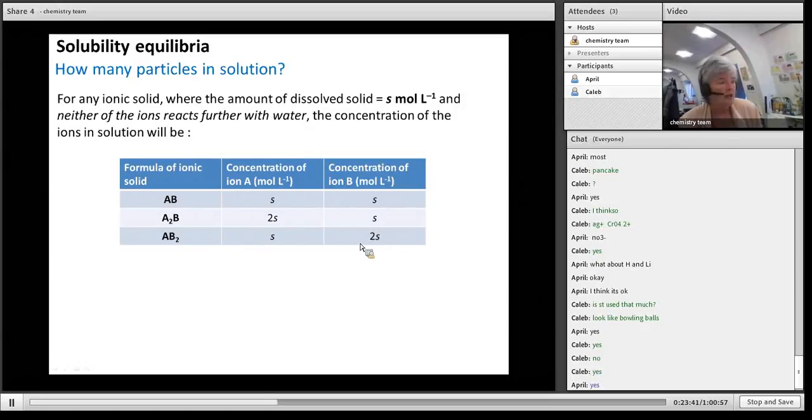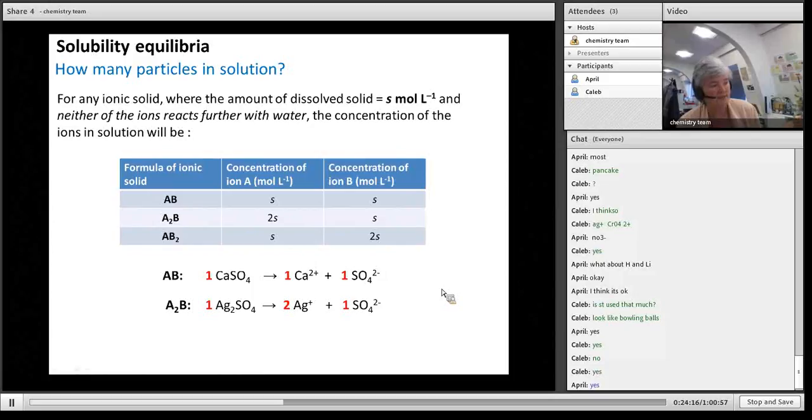Okay, this is important when we have a pure substance dissolving in water. Then if we know the concentration of my solution, I'll know the concentration of the ions. So if it's an AB salt, the concentration of the ions are the same. If it's an A2B salt, the concentrations differ where the A is double, and if it's an AB2, it's the other way around. So examples here are calcium sulfate, or silver sulfate, or calcium chloride.